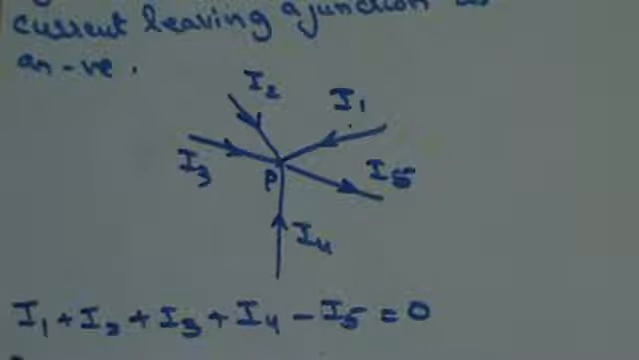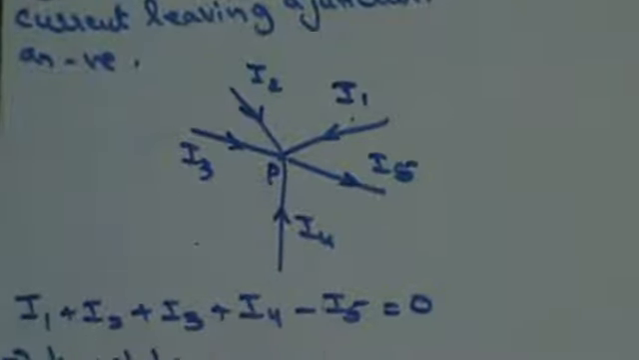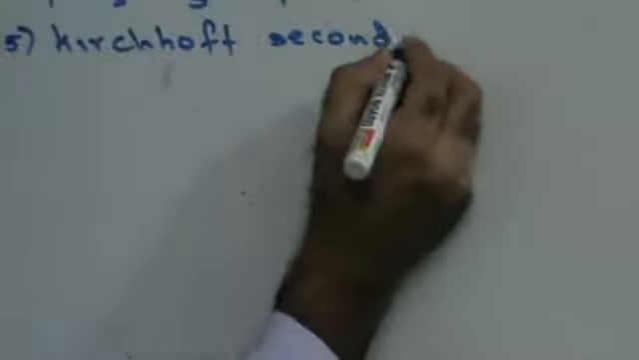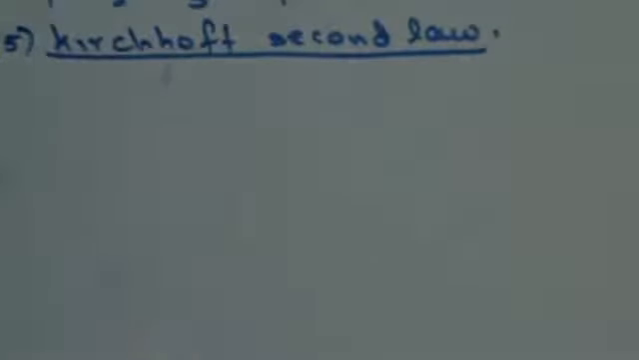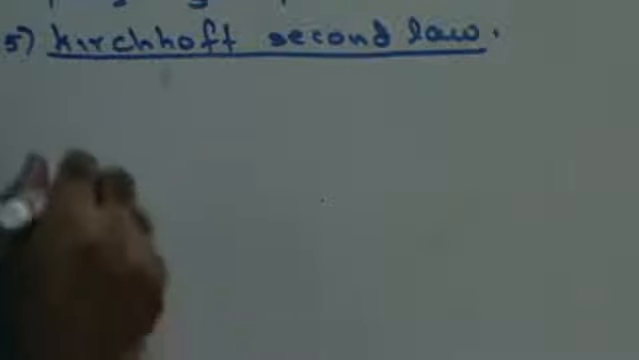Next, let's see Kirchhoff's second law. Like how Kirchhoff's first law is called the current law, Kirchhoff's second law is called the voltage law. Kirchhoff's second law states that the algebraic sum of the EMF taken along any closed loop is equal to the algebraic sum of the product of the current and the resistance in each part of the loop.